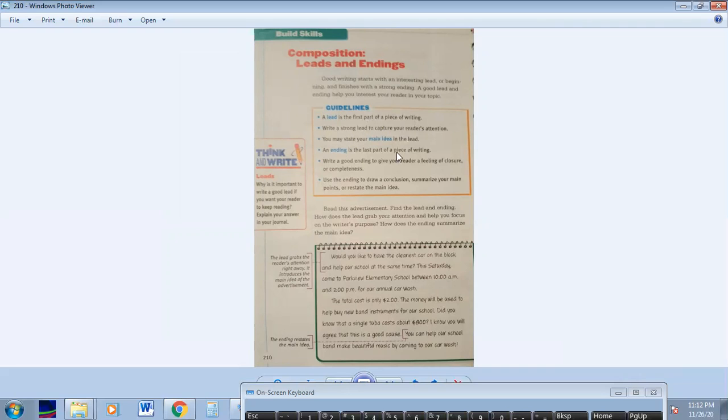You can state your main idea in the lead. You can explain what it is you're going to talk about. You should do two things with your lead sentence. You should tell the reader what you're going to talk about, and you should make it interesting so that they want to read.